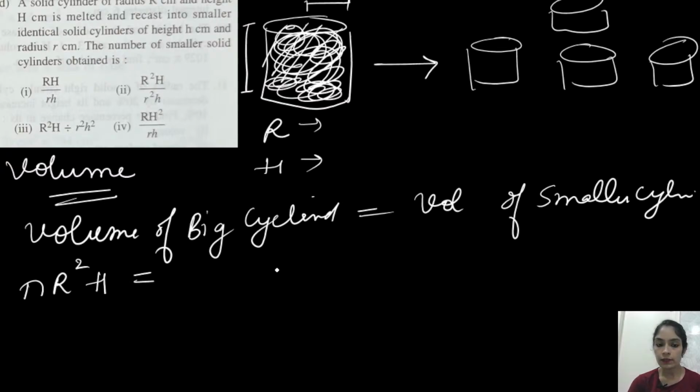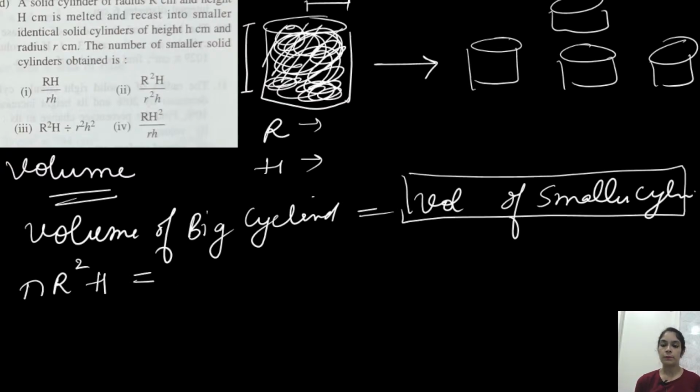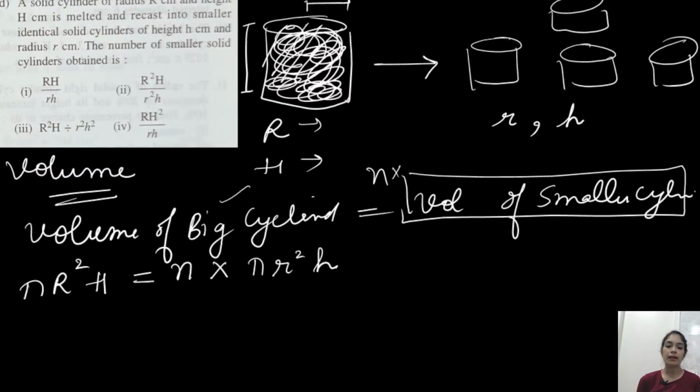So pi r square h. Because this is for a bigger one, so pi r square h. Because the bigger cylinder's radius is capital R and height is capital H. So this is equals to, now we don't know, this is equals to volume of smaller cylinders. So we don't know how many smaller cylinders are there. So normally we'll assume it as N. So N into its radius and height is given to us. Radius is small r and height is small h. So that will be N into again pi r square h. So this concept we will apply. So volume of bigger one will always equal N times the volume of smaller ones whenever recasting is taking place.